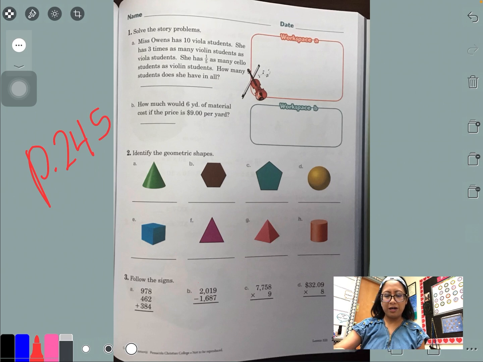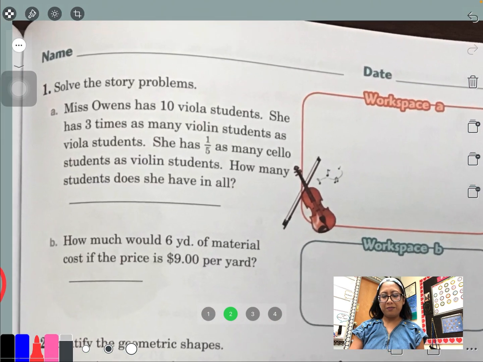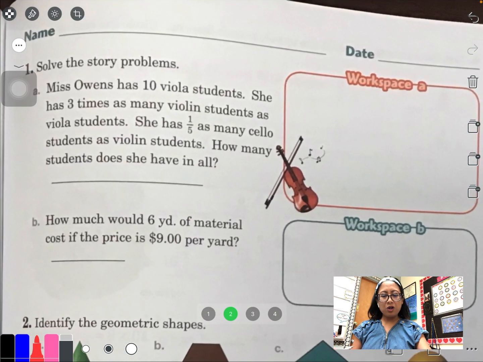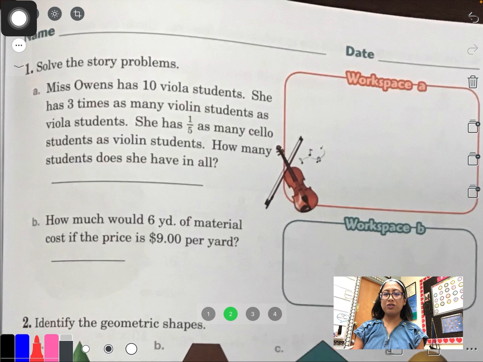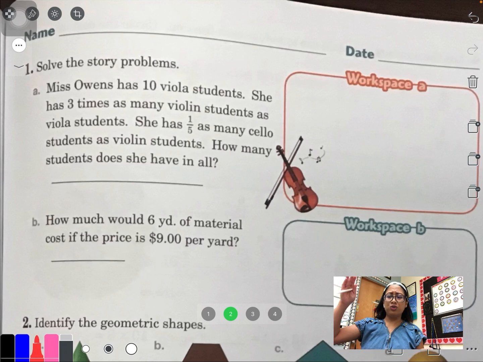Page 245, 1A. Miss Owens has 10 viola students. Viola is like a smaller version of a violin. She has 3 times as many violin students as viola students. She has 1/5 as many cello students as violin students. Cellos are like huge violins, but they're huge. How many students does she have in all?